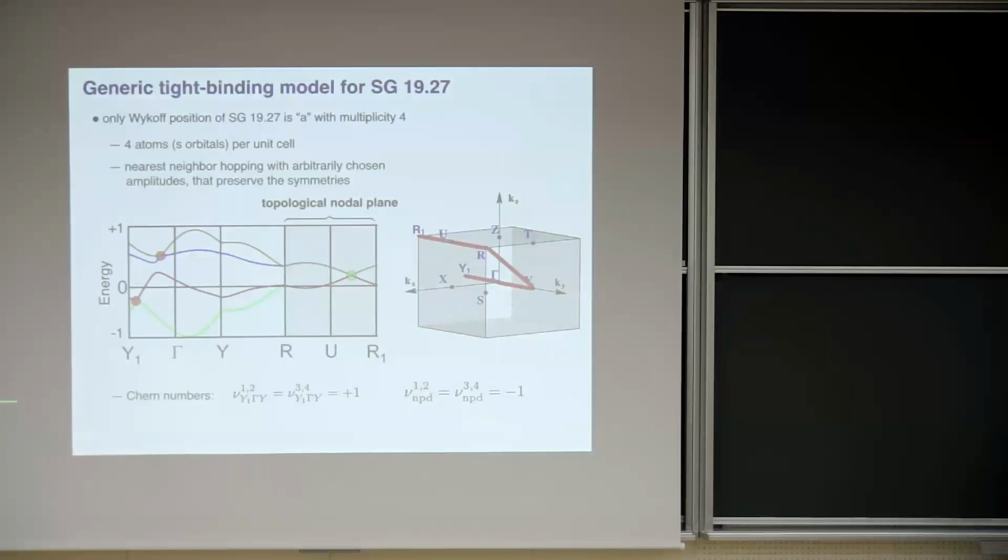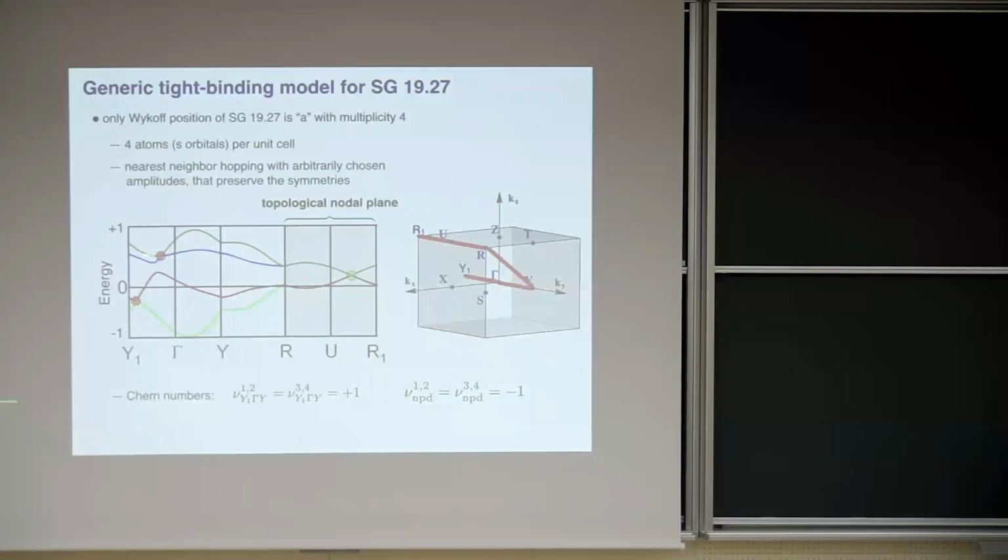And we can now generate arbitrary tight binding models satisfying this symmetry. So we know any system with these symmetries will have that, and that's what we have done here. The simplest case is a 4-band model, because the Wyckoff position of this magnetic space group is only one Wyckoff position, which has multiplicity 4. So basically 4 sublattices. And here is shown the band structure of just a random model with these symmetries.